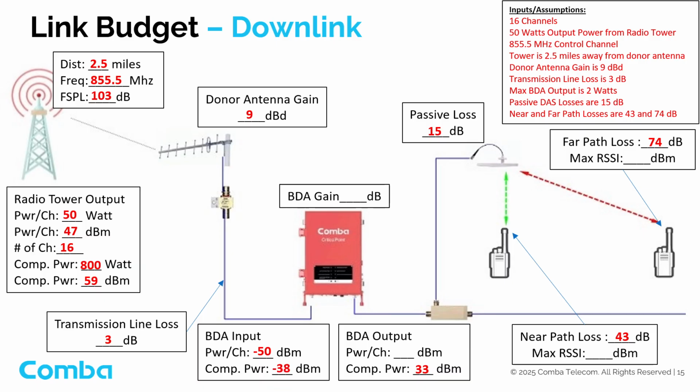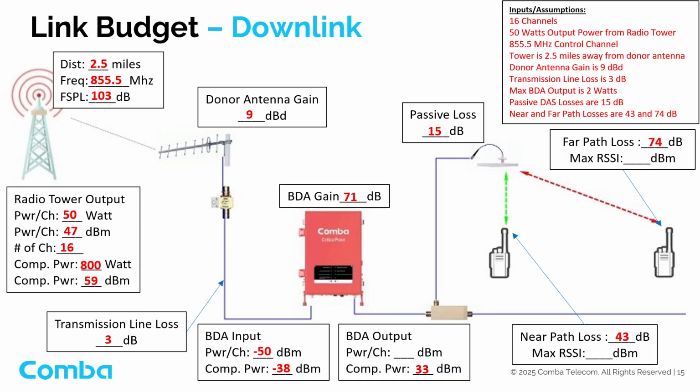Next, we can calculate the required BDA downlink gain needed to achieve the maximum channel output power using the following formula. The BDA downlink gain is equal to the BDA composite output power minus the BDA composite input power, which gives us 33 dBm minus negative 38 dBm equals 71 dB of gain.